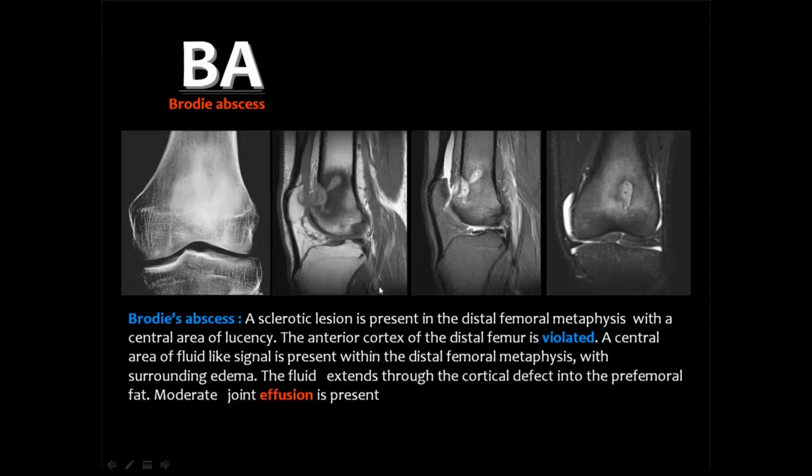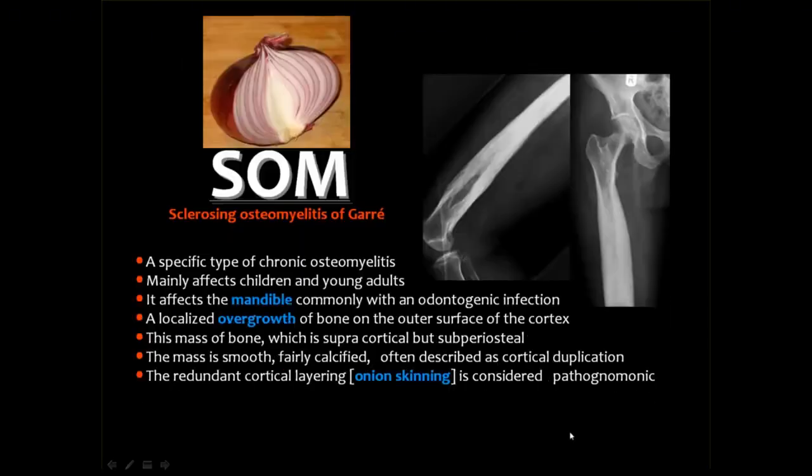And this particular example of Brodie abscess in the distal part of the femur, you see the cavity, and you see that there is some cortical breaching or erosion where the inflammatory material is coming outside the confinement of the medullary cavity, with consequent development of some synovial effusion in the knee joint.